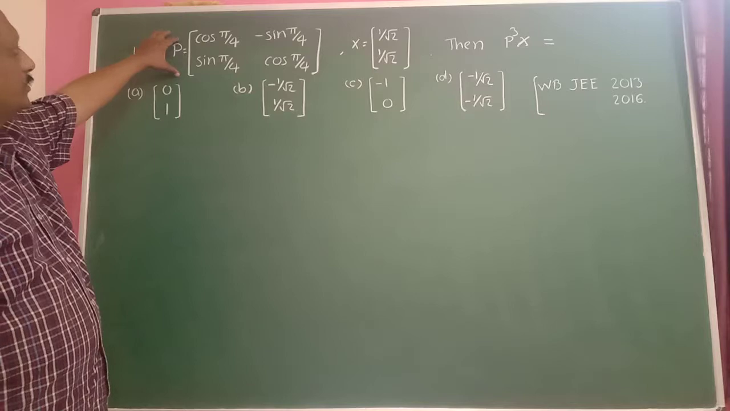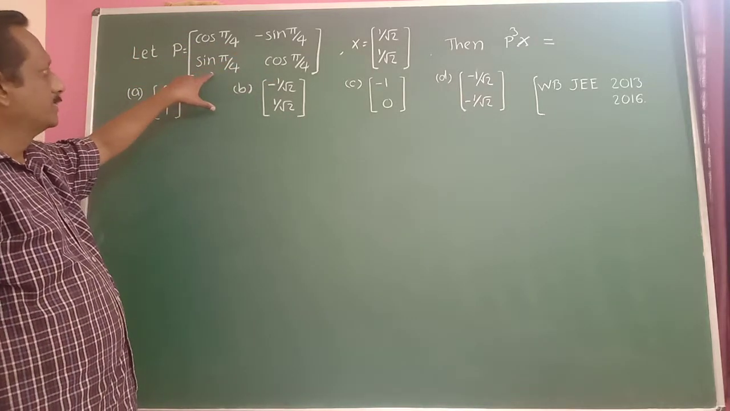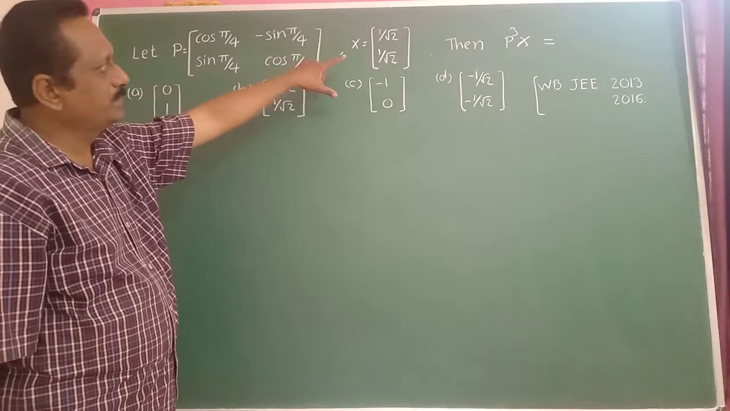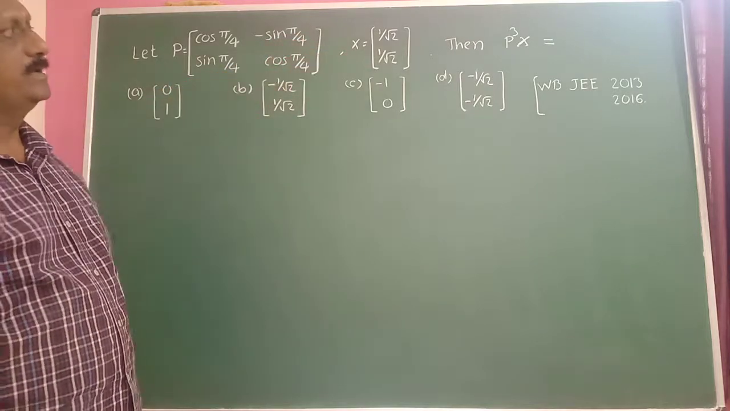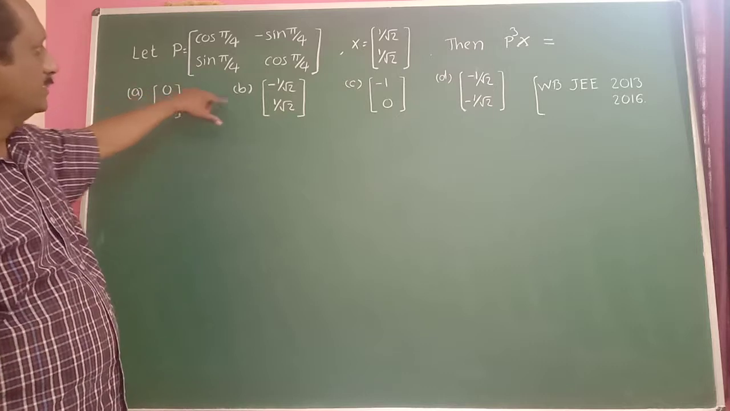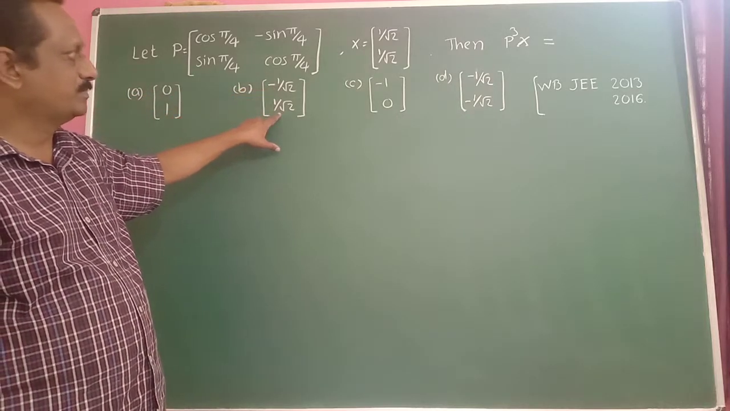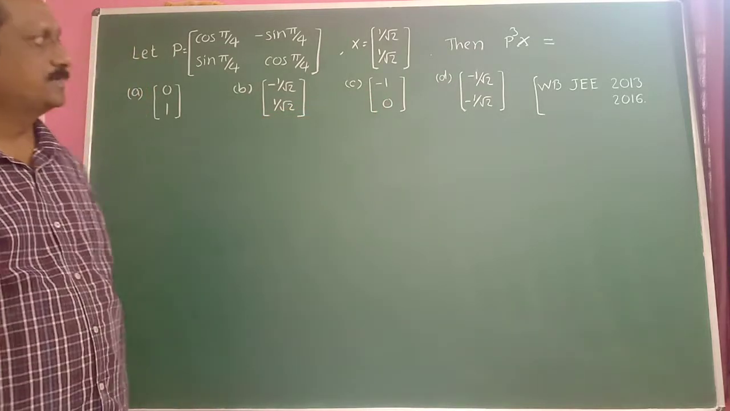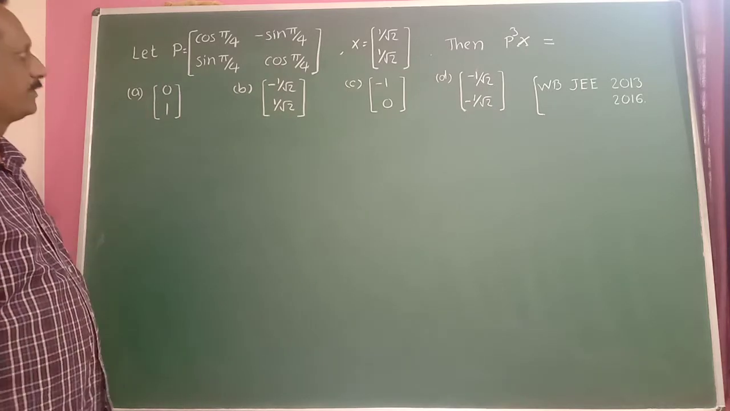Here P is equal to cos pi by 4 minus sin pi by 4, sin pi by 4 cos pi by 4. And S is equal to 1 by root 2, 1 by root 2, column matrix here. Then PQX is equal to first option column matrix 0. Second option again column matrix minus 1 by root 2, plus 1 by root 2. Third option column matrix minus 1, 0. Fourth option minus 1 by root 2, minus 1 by root 2.